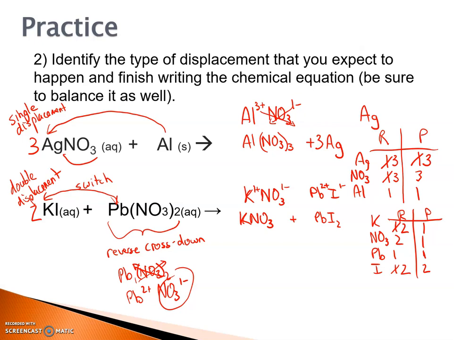So if I've doubled the number of potassium, I also need to double the number of nitrate on the product side. If I add the 2 in front of the KNO3, that doubles the potassium and doubles the nitrate. It is now balanced. And we've now identified the type of displacement. We've finished writing the chemical equation by balancing it as well, and we have finished answering the question. Hope that's helpful. If you have any questions, feel free to contact me.